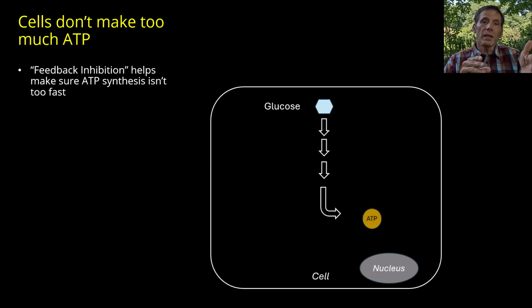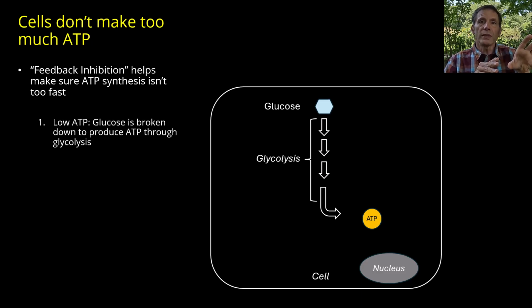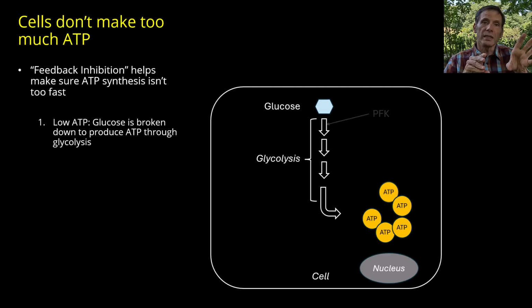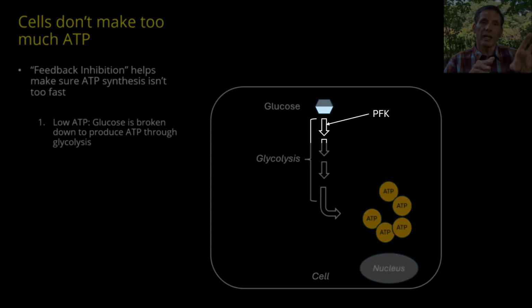And the first step in the breakdown of glucose for ATP is called glycolysis. When ATP levels drop, glycolysis is turned on. There's an enzyme cascade that results in the synthesis of ATP and some other things we're going to ignore. Now, the enzyme that catalyzes one of the first steps in glycolysis is abbreviated PFK.